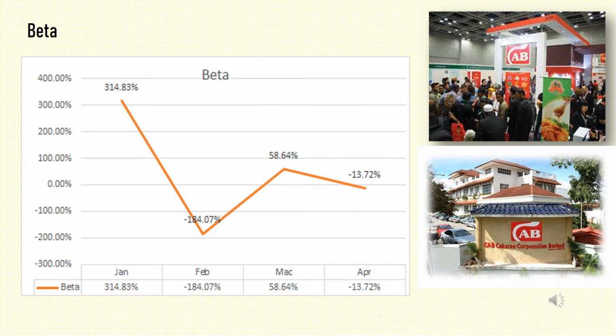Next, the graph shows the beta value for CAB Cakaran Corporation Berhad Company in 4 months. The value of beta indicates a high decrease from January 314.83% to February negative 184.07%. But entering March, the graph increased to 58.64%, but in April, the value of beta dropped again to 13.72%.